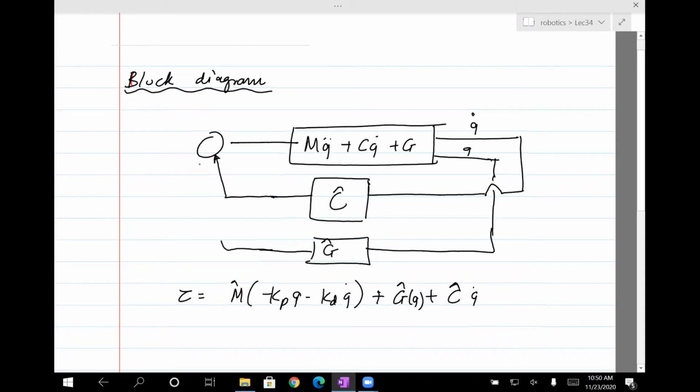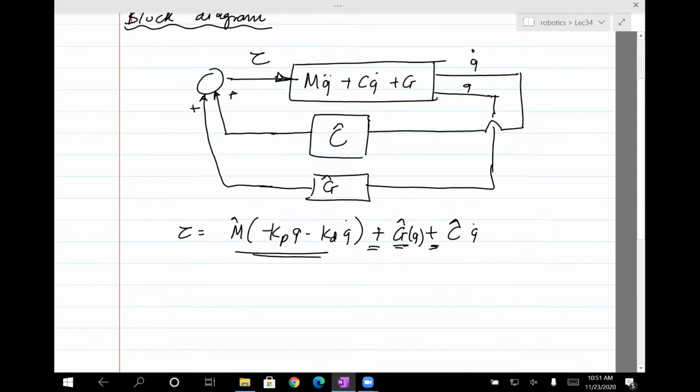This one also goes in here, so it's a plus, and that plus is because of this plus. What goes into this is the input, which is the torque. So we've seen that the torque is the sum of this part, which I already wrote, and I need to write the third part.